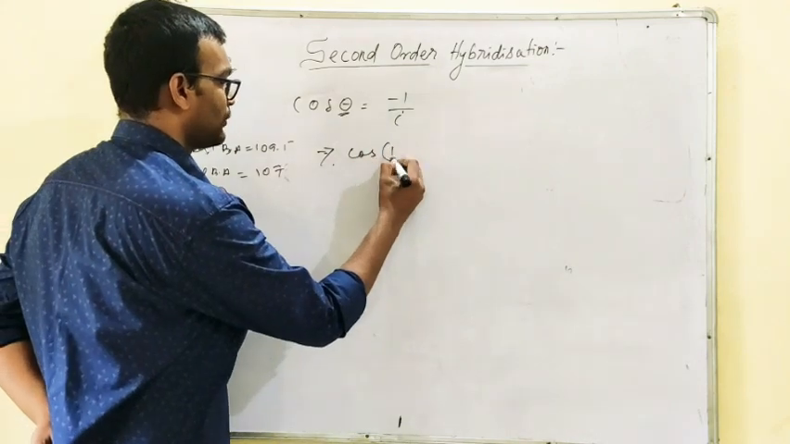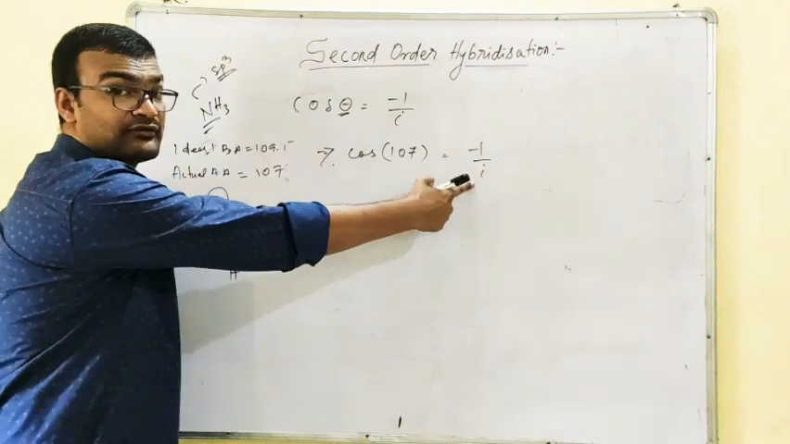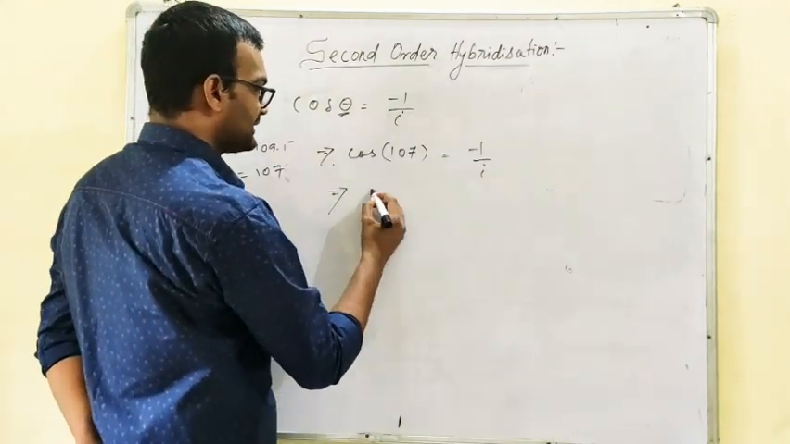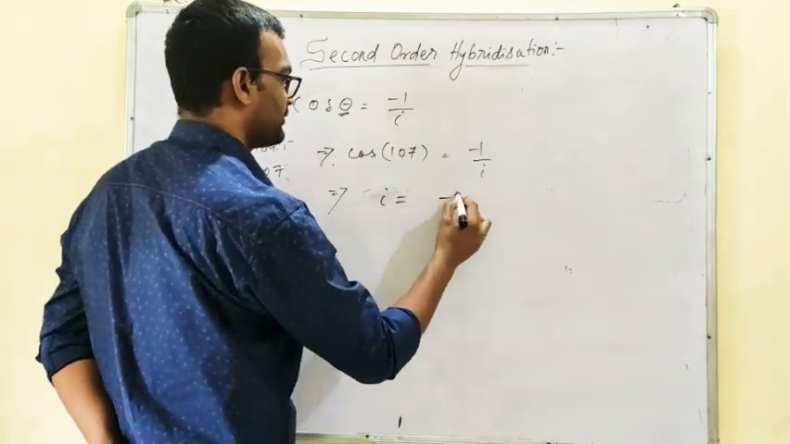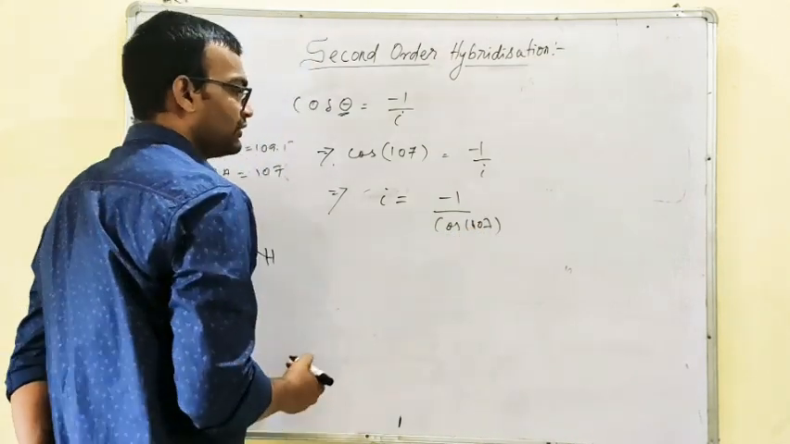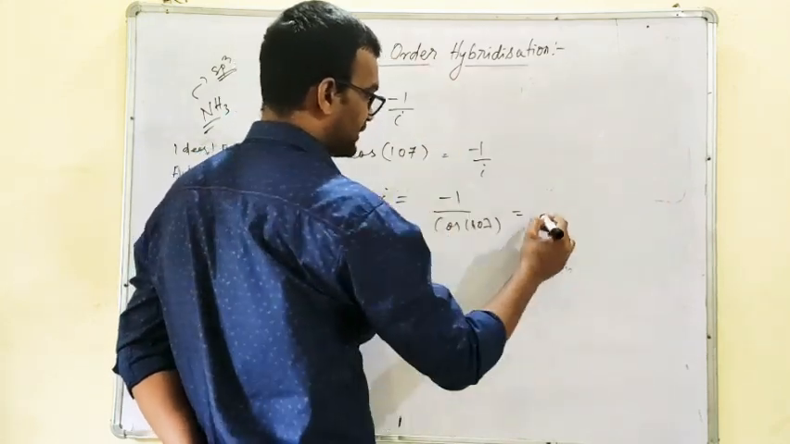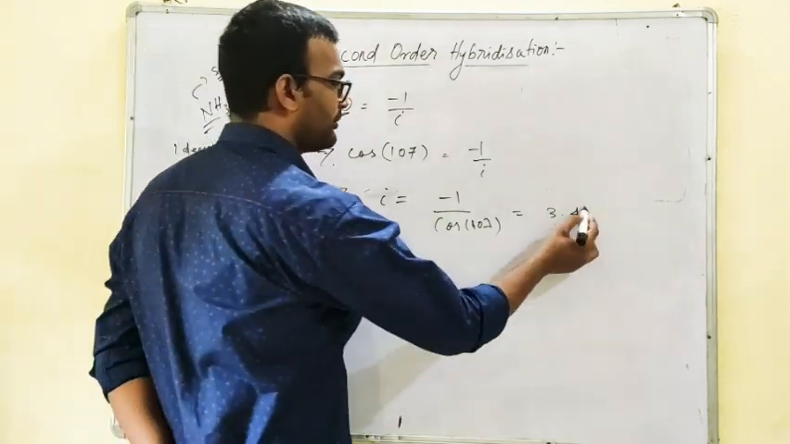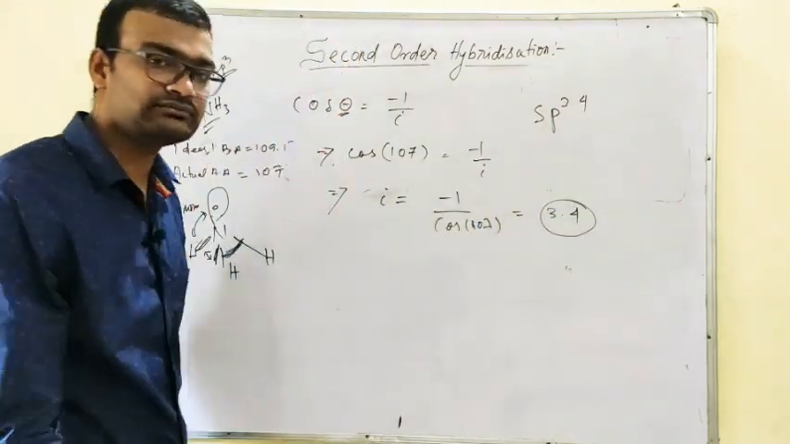So we can put it like this: cos 107 is equal to -1 by i, because I need to find the value of i. So i is equal to -1 by cos 107. You can find this with a scientific calculator, and you get exactly 3.4. So the value of i is found to be 3.4, and the hybridization should be sp3.4.